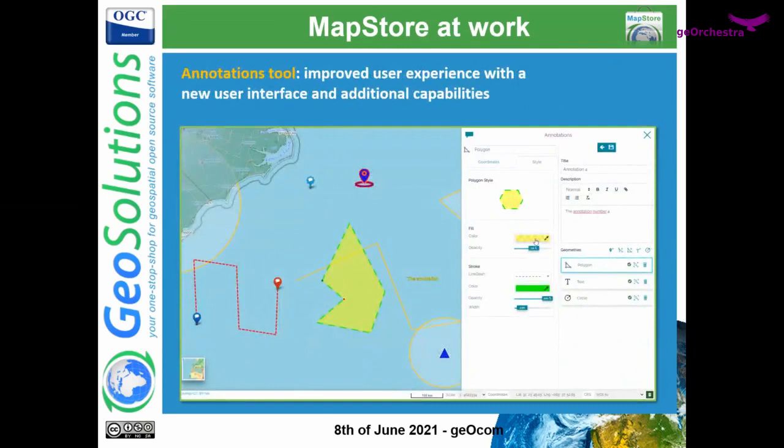MapStore can also be used to annotate your maps. So basically, you have a map and you can annotate that map by defining regions of interest. There are a lot of annotation types available, also text annotation, not only geometric ones like polygon, circle, line, and so on.